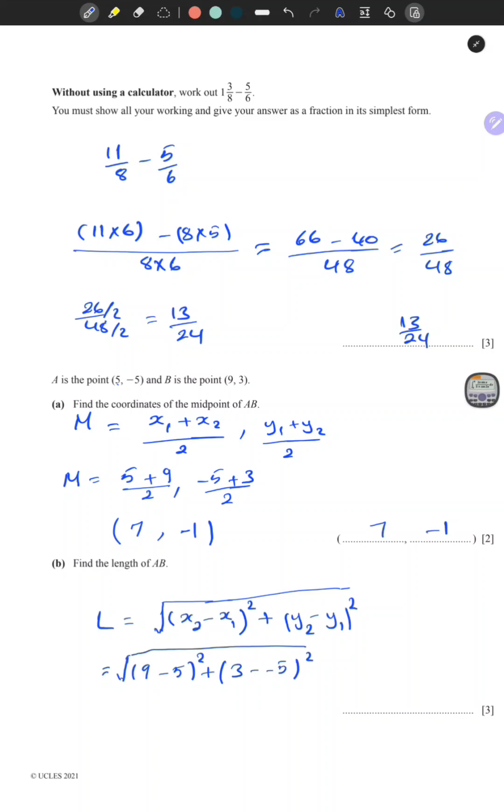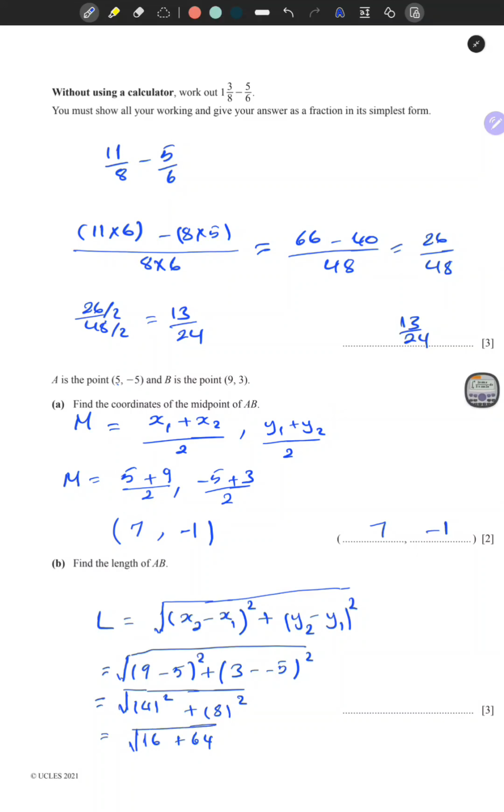Okay, so 9 minus 5 equals 4. That will be 4 squared, plus 3 minus -5, and that will equal 8, 8 squared, whole thing under the square root. So here we have 4 squared, which is equal to 16, and 8 squared, which is equal to 64, and all of that under the square root as well.